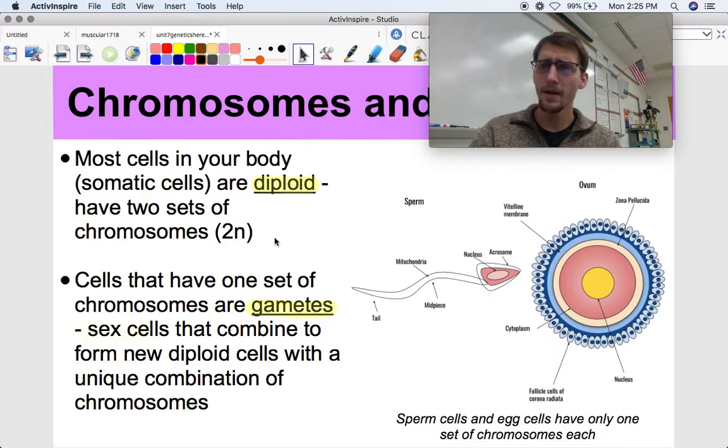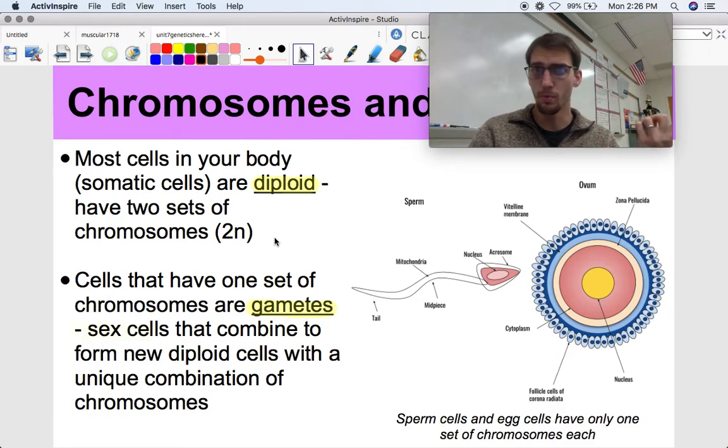Okay, so you may or may not have heard of these cells before if you've ever taken a health class, but gametes fall into two categories when it comes to human beings. They are sperm cells and egg cells. Okay, and now what's key about these cells is that they are not diploid. They only have one set of chromosomes. Okay, so think about that for a second. Why would a sperm cell or an egg cell only have one set of chromosomes?